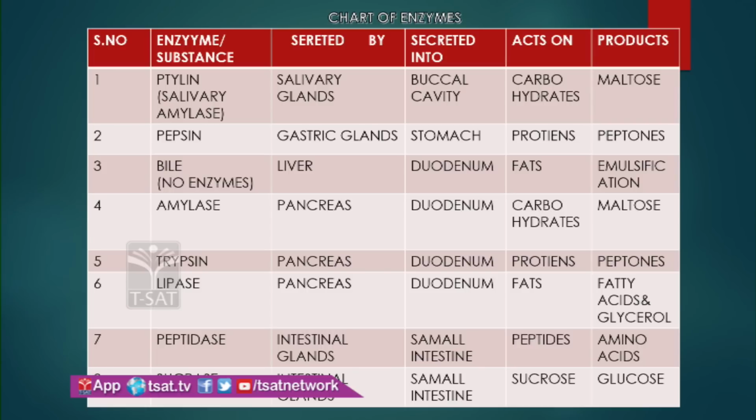And this amylase acts on the carbohydrates to convert them into maltose. And here this trypsin acts on proteins to convert them into peptides or peptones. And the next one is lipase. Lipase acts on fats to convert them into fatty acids and glycerol. And here the sucrase acts on sucrose to convert it into glucose, and peptidase acts on peptides to convert them into amino acids. In this way the food is digested.